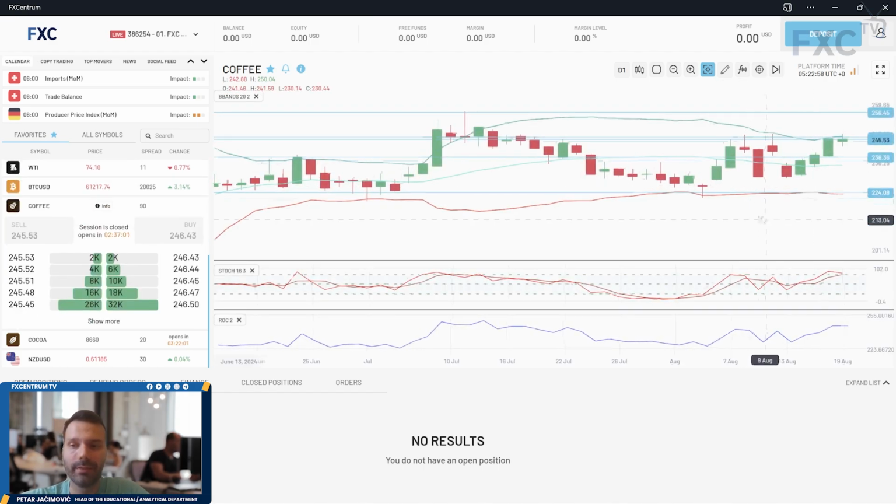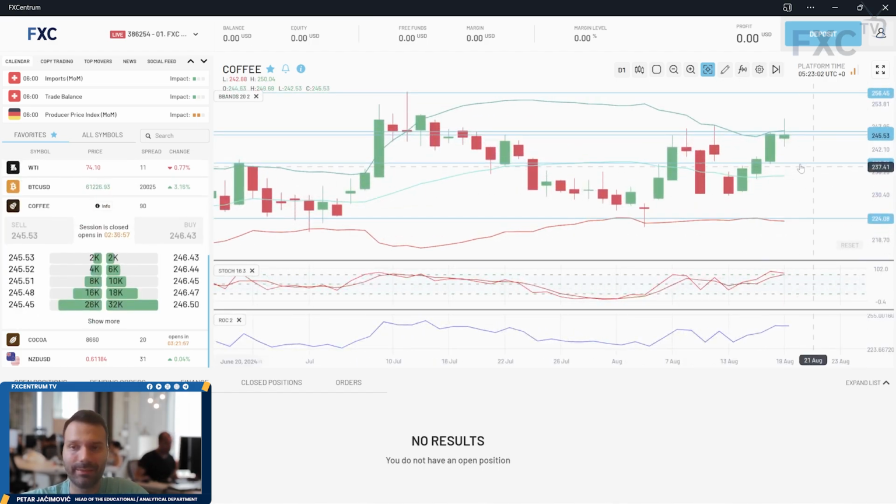On the coffee market, we can see that we had rejection of the upper Bollinger Band, 248, 249. We had a pretty weak close yesterday, so only if we can retake the pin bar high might we see 256 in play. If not, then there is potential for a rotation back towards the 235 mark.